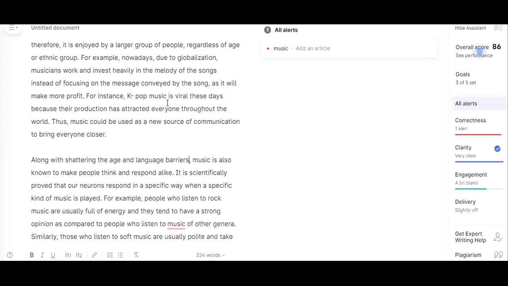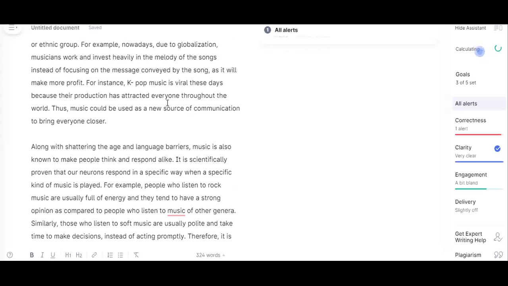Along with shattering the age and language barriers, music is also known to make people think and respond alike. It is scientifically proven that our neurons respond in a specific manner. Tanzeeda, I'm pausing the video for a while, okay?